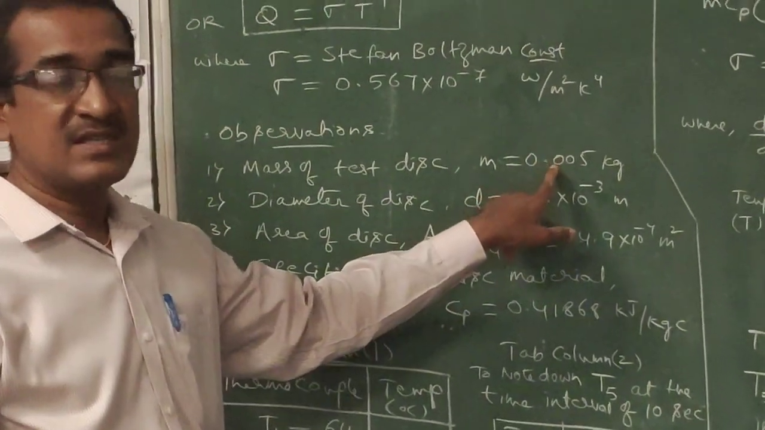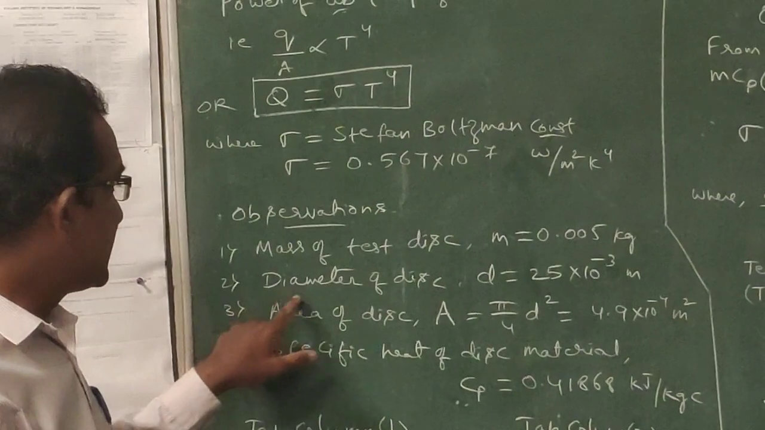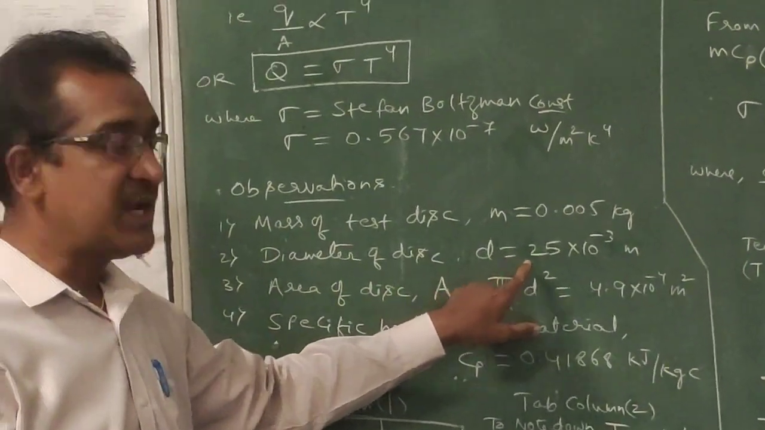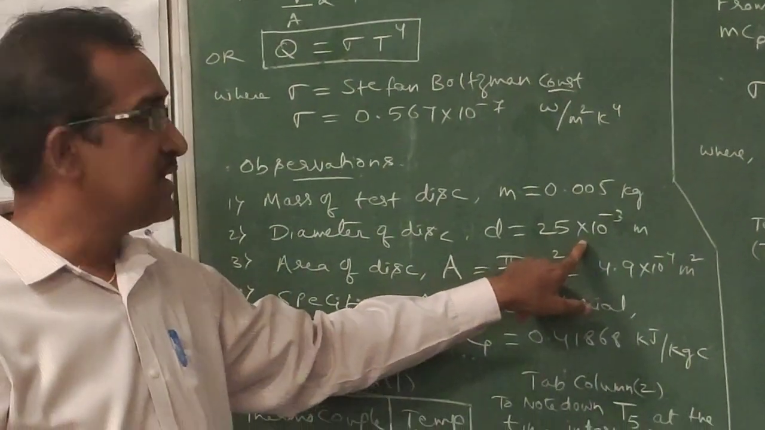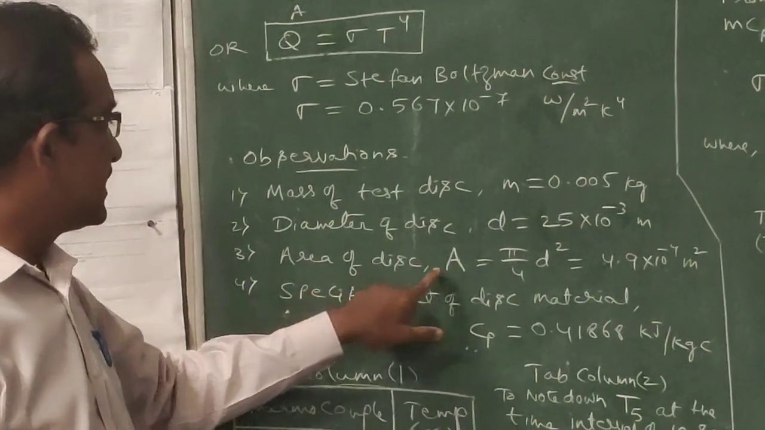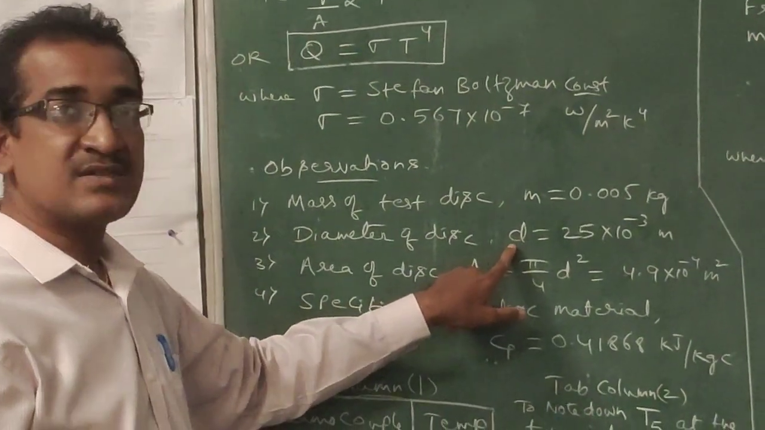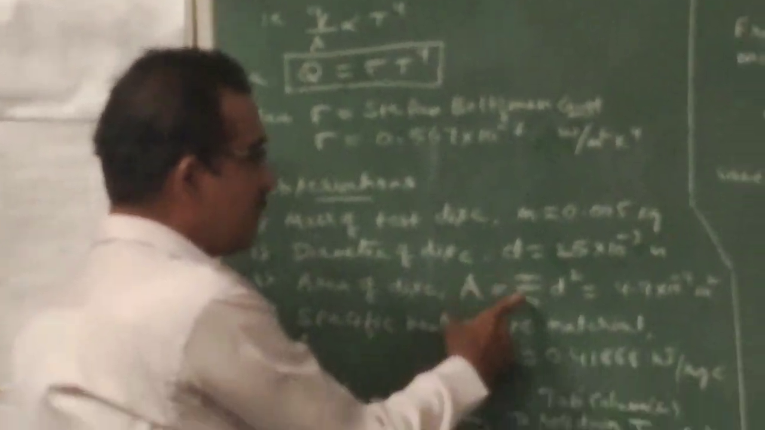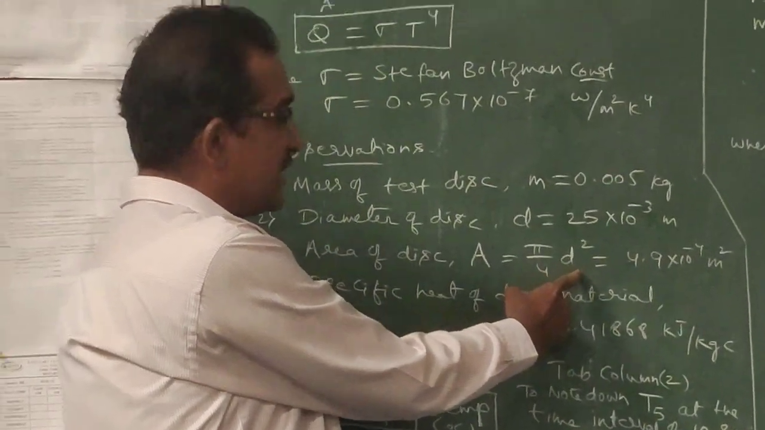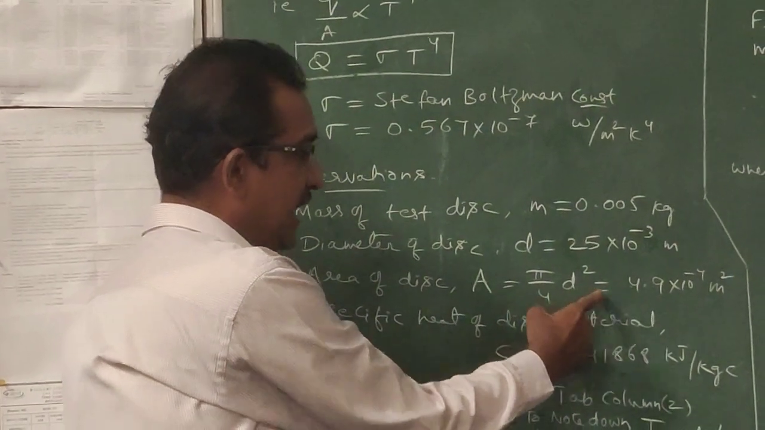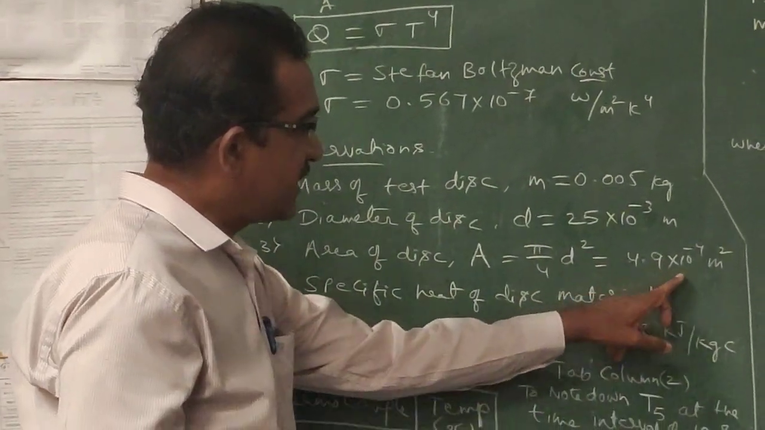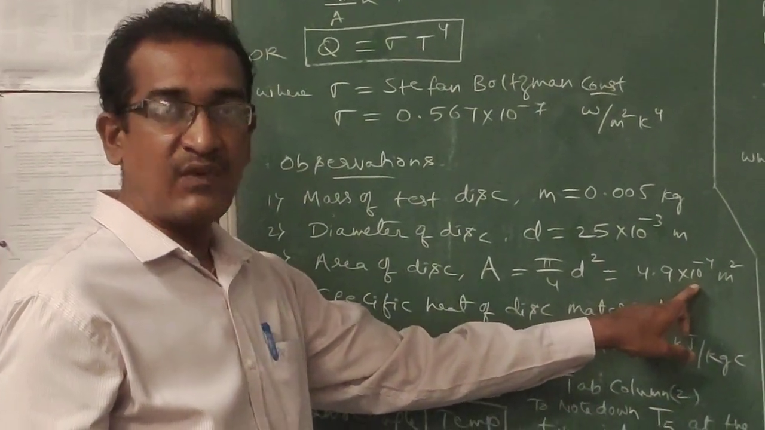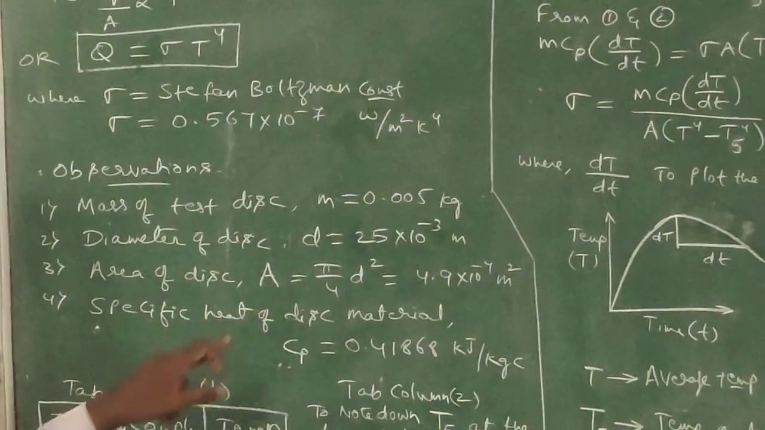Mass of the test disk is 0.005 kg. What is the diameter of the disk? It is given by 25 into 10 power minus 3 meter. Since the diameter is known, you can find the area of the disk, given by the formula pi by 4 into d square, where d is diameter. Calculating from this, we get 4.9 into 10 power minus 4 meter square. This is the area of the disk.